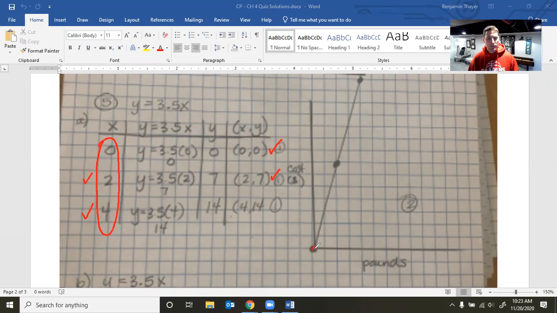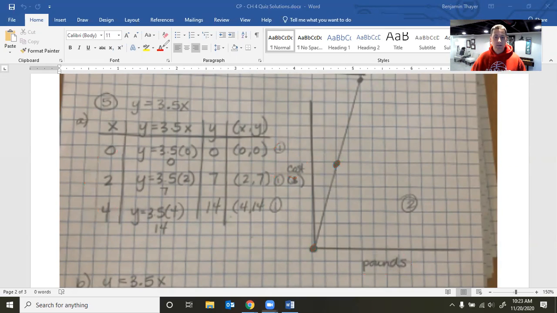These are some examples. There's (0, 0), meaning if you bought 0 pounds of meat, it cost you $0. Here's another example of a point: (2, 7), 2 pounds of meat, $7, and so on. Okay, draw a line through your points, label your y and x axis so we know what we're talking about, and we'll move on to part B now.